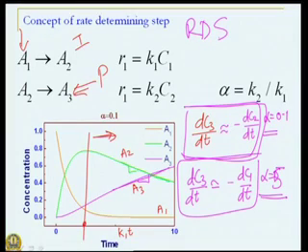This is a very useful concept, and we will be using it time and again when we try to analyze complex reactions. That is, when you have a large number of reactions, we will make an assumption that one of these reaction steps is the slowest of all. That is my rate determining step. In fact, it is also referred to as RDS, rate determining step.